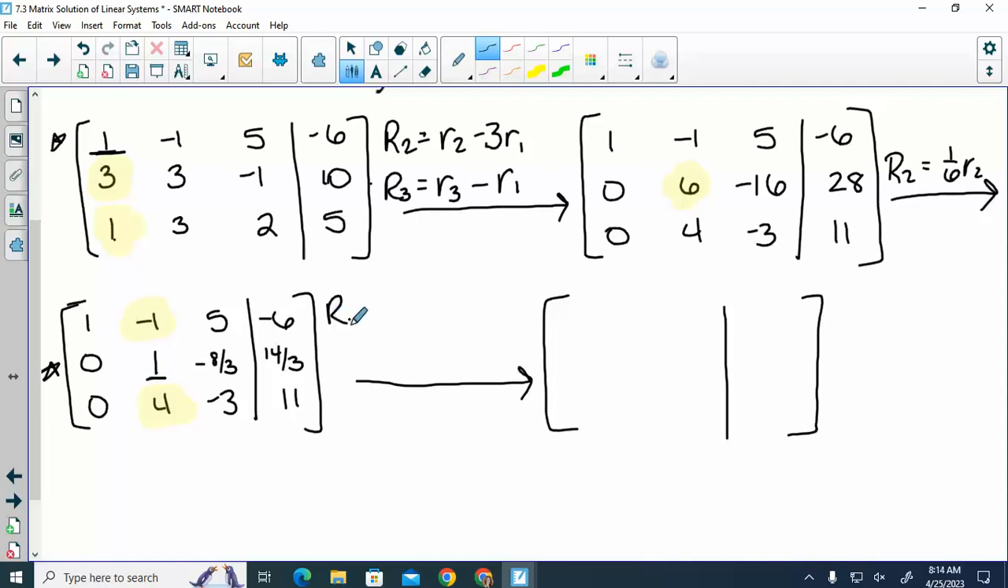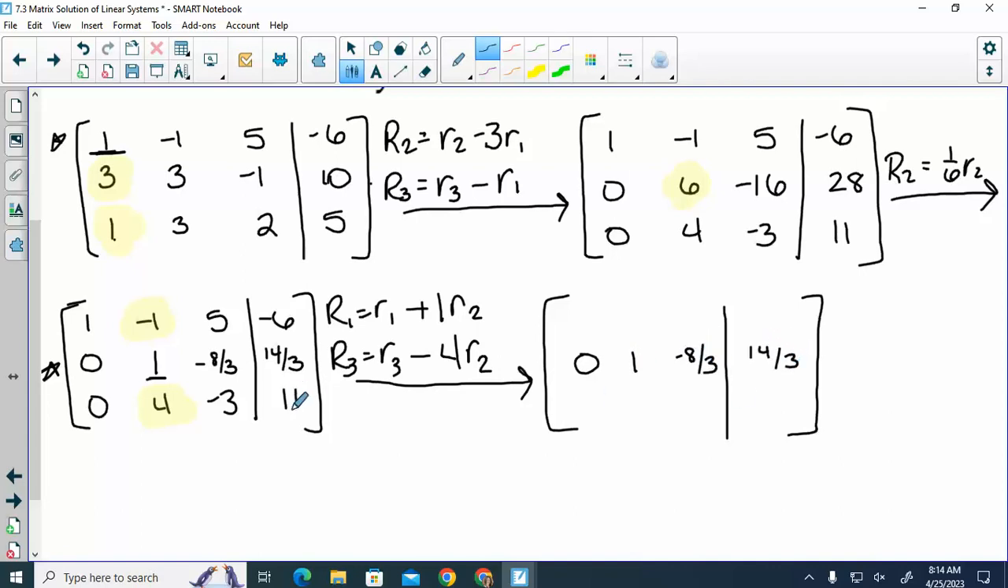Okay, so row 1. If I start with row 1, it's a negative 1, so what do we have to do? Plus 1 of R2, so row 1 plus row 2. Okay, for the third one, we start with row 3. It's a positive 4, so we need to subtract 4 of R2. Does everybody see how I'm getting those equations? So, the second row is not changing here, but the other two are.